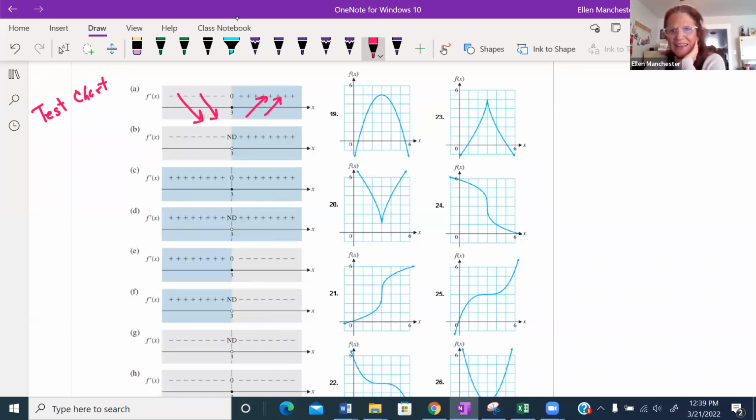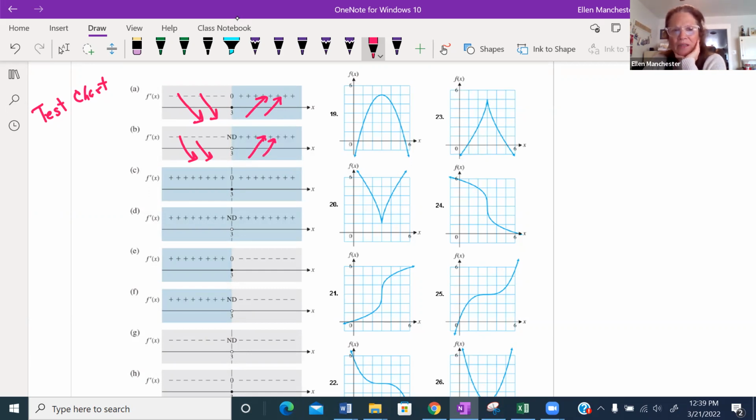Okay. Hi, guys. Okay, so any questions on that? When you're looking at the minus sign, that's a negative. When you're looking at the plus sign, that's a positive.